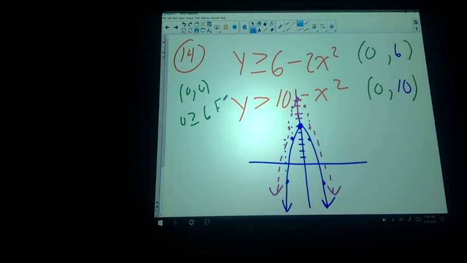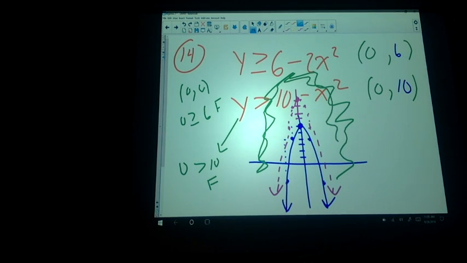False. So that means I need to shade outside the blue. But let's see what this one's going to yield me. I get 0 is greater than 10. True or false? False. So they're both false. So where do I shade these parabolas? Outside. On the outside. Making sense?